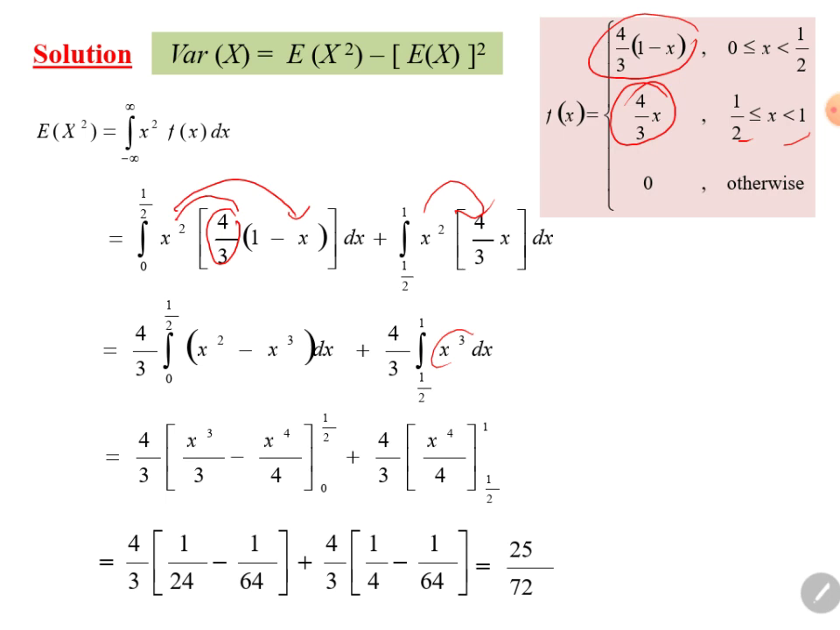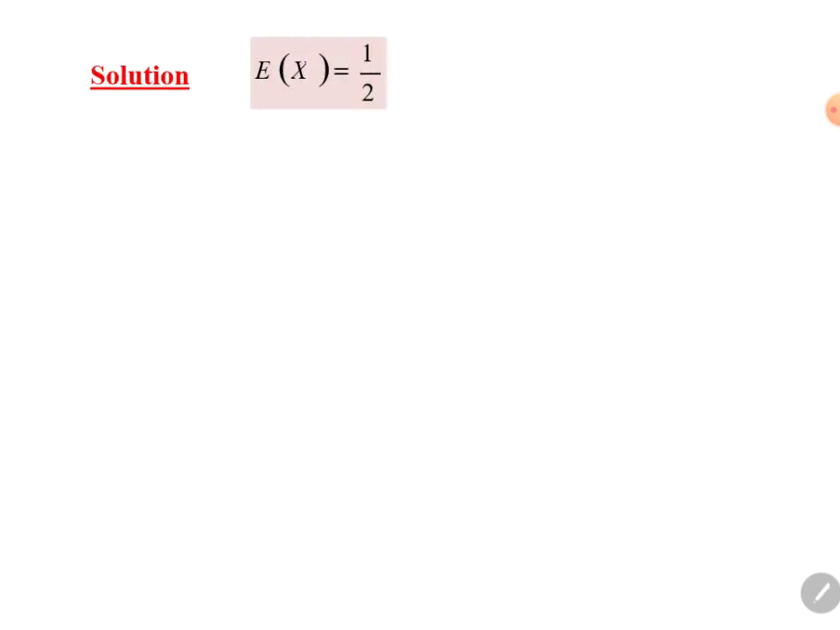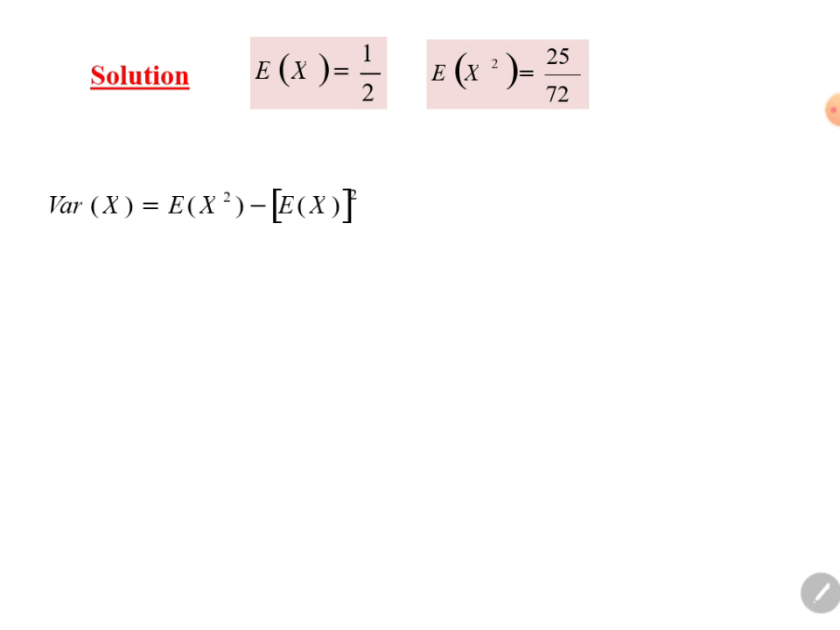Now, the next thing is to find the variance by applying the values of the expected value of x and the expected value of x squared. So the expected value of x squared, 25 over 72, minus the expected value of x, which is 1 over 2, squared. We square the value of 1 over 2, so we get the final answer, 7 over 72, which is the variance.